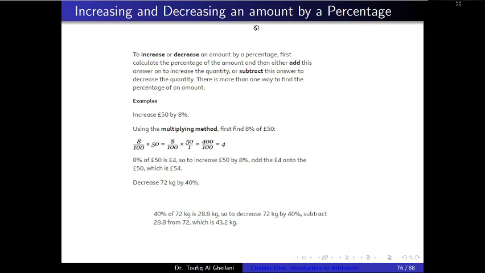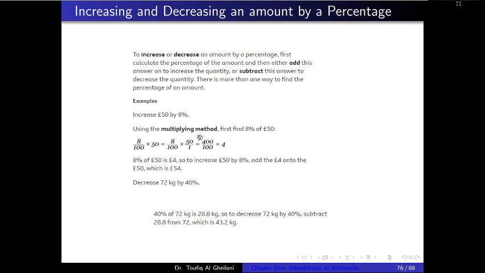Increasing and decreasing an amount by a percent. To increase or decrease an amount by a percentage, first calculate the percentage of the amount, and then either add this answer to increase the quantity or subtract this answer to decrease the quantity. For example, increase 50 pounds by 8%.